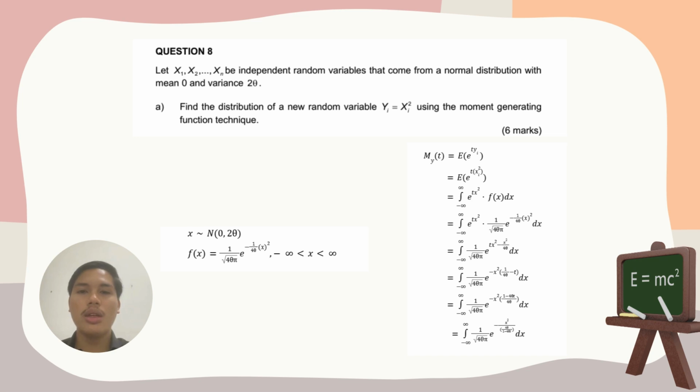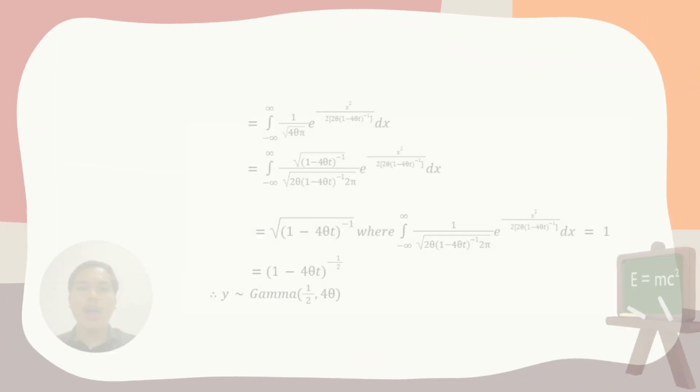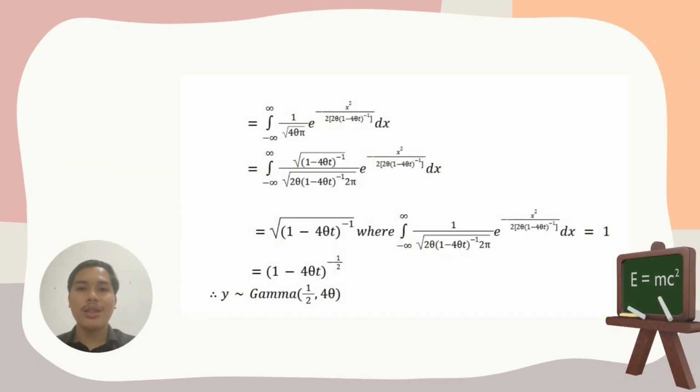So, we will get the integral from negative infinity to infinity of 1 over square root 4 theta pi, exponent negative x squared over the bracket 4 theta over 1 minus 4 theta t. After that, we factorize 2 from the bracket and we move the denominator in the bracket up to the numerator. Then at 1 over square root 4 theta pi, we multiply both the numerator and denominator with square root of 1 minus 4 theta t to the power negative 1 to make it like the general form of the PDF of the normal distribution.